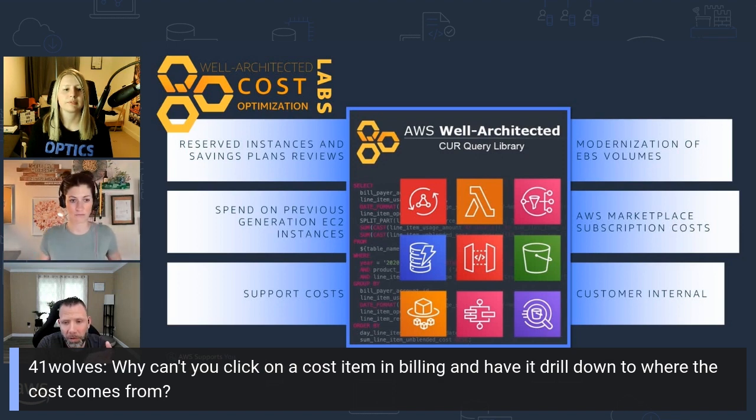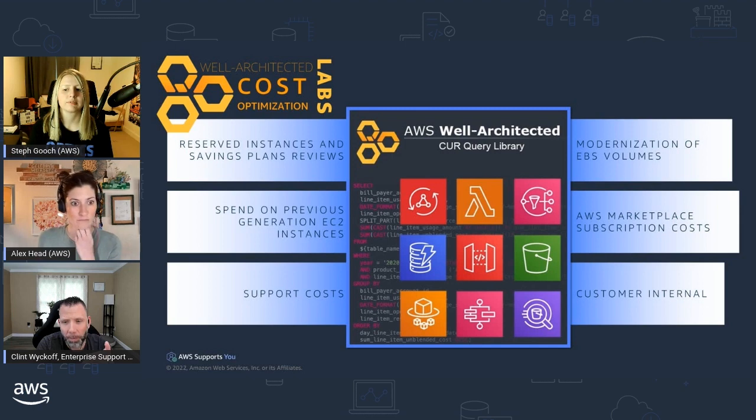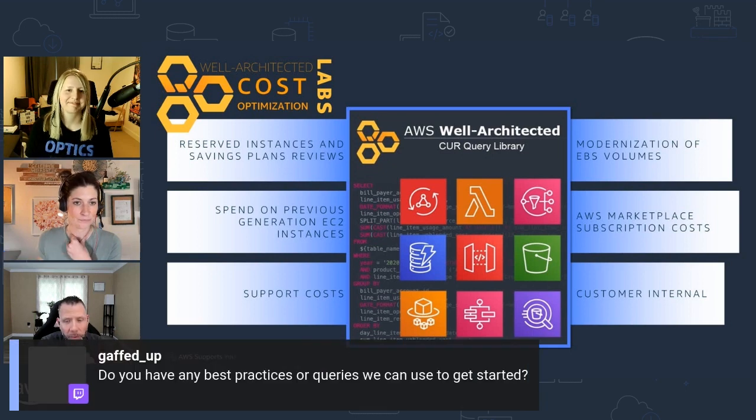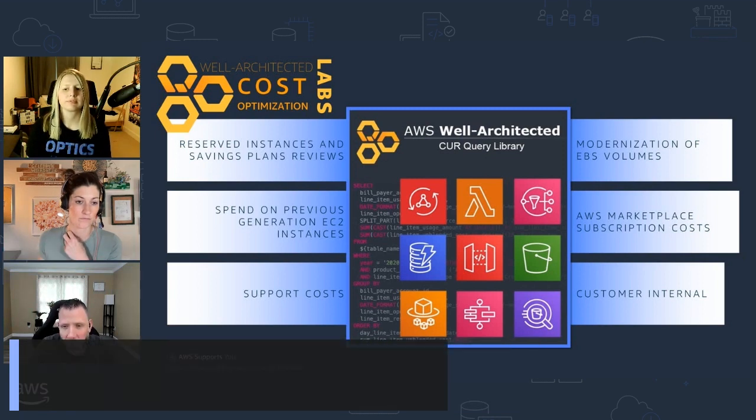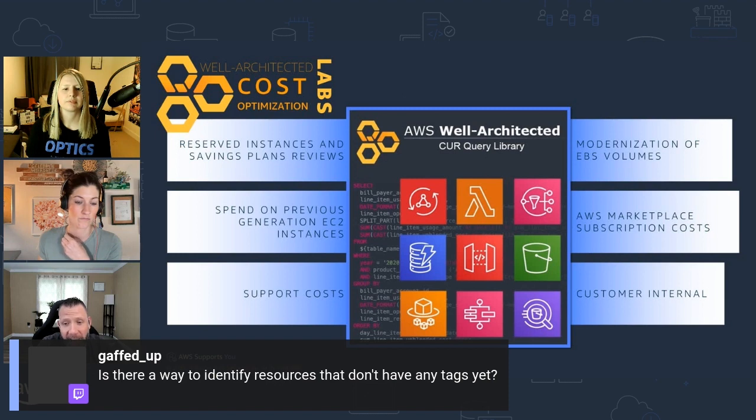So the other question from Gaffed Up is looking for best practices or queries we can use to get started. You sort of talked through that there with the CUR query library. I think that one ticks off that question. And then there was a follow-up question there around resources that do not have any tags yet. So it's a great question. So like Alex said, you can see this in Cost Explorer.